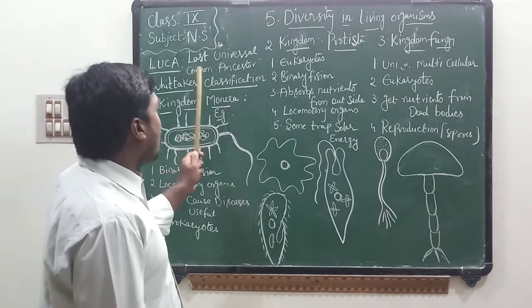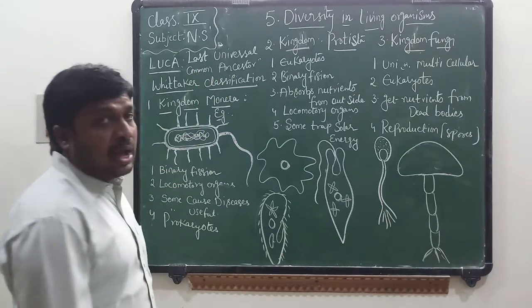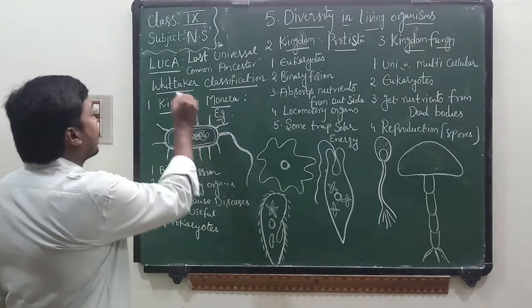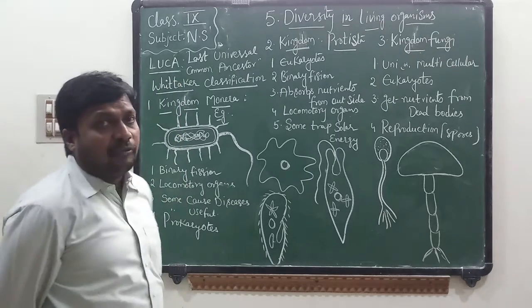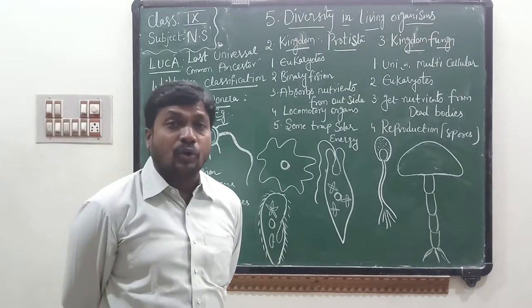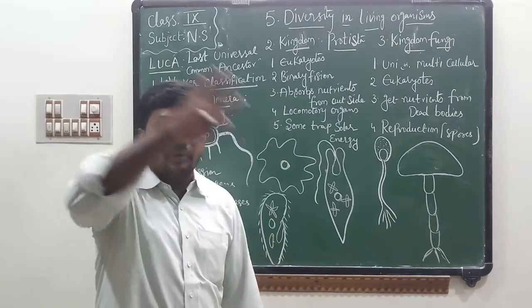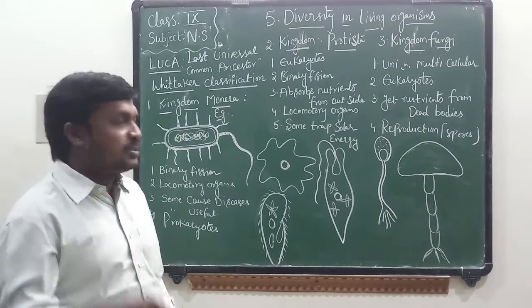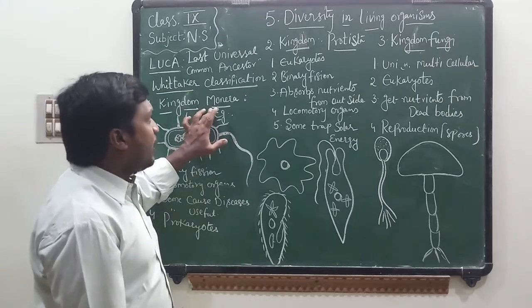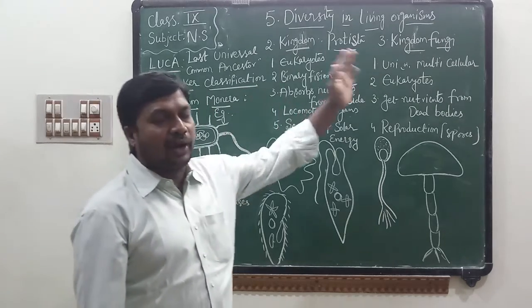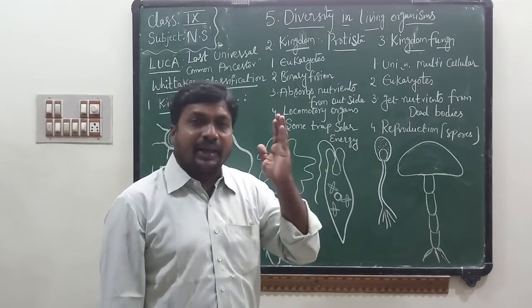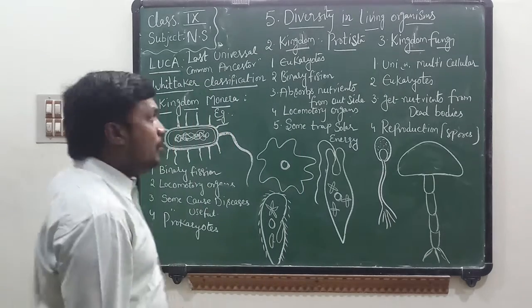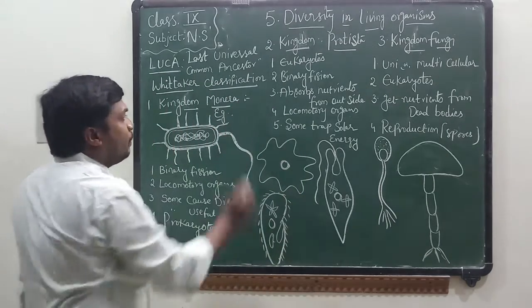Now I will explain about Whittaker classification. Do you know Whittaker is a scientist who classified the whole living organisms into 5 kingdoms. That is Kingdom Monera, Kingdom Protista, Kingdom Fungi, Kingdom Plantae, Kingdom Animalia. Now I will explain about Kingdom Monera.